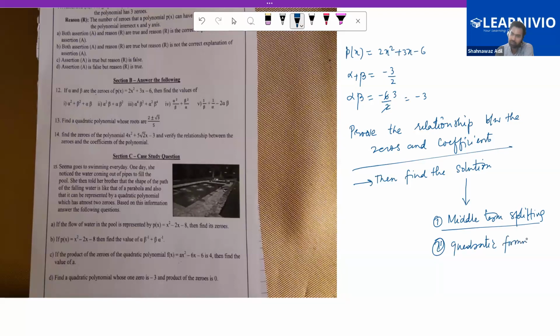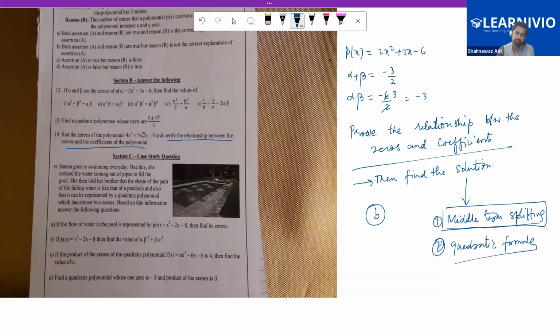In this I have learned that if you multiply a into c, you get the product. Then you have to split it to factorize the middle term. So that is middle term splitting. Yes, absolutely correct. Exercise 2.2, all those first questions are using this middle term splitting method, right? Yes, sir. So when they want you to verify the relationship between the zeros and the polynomial, then you have to use middle term splitting, right?